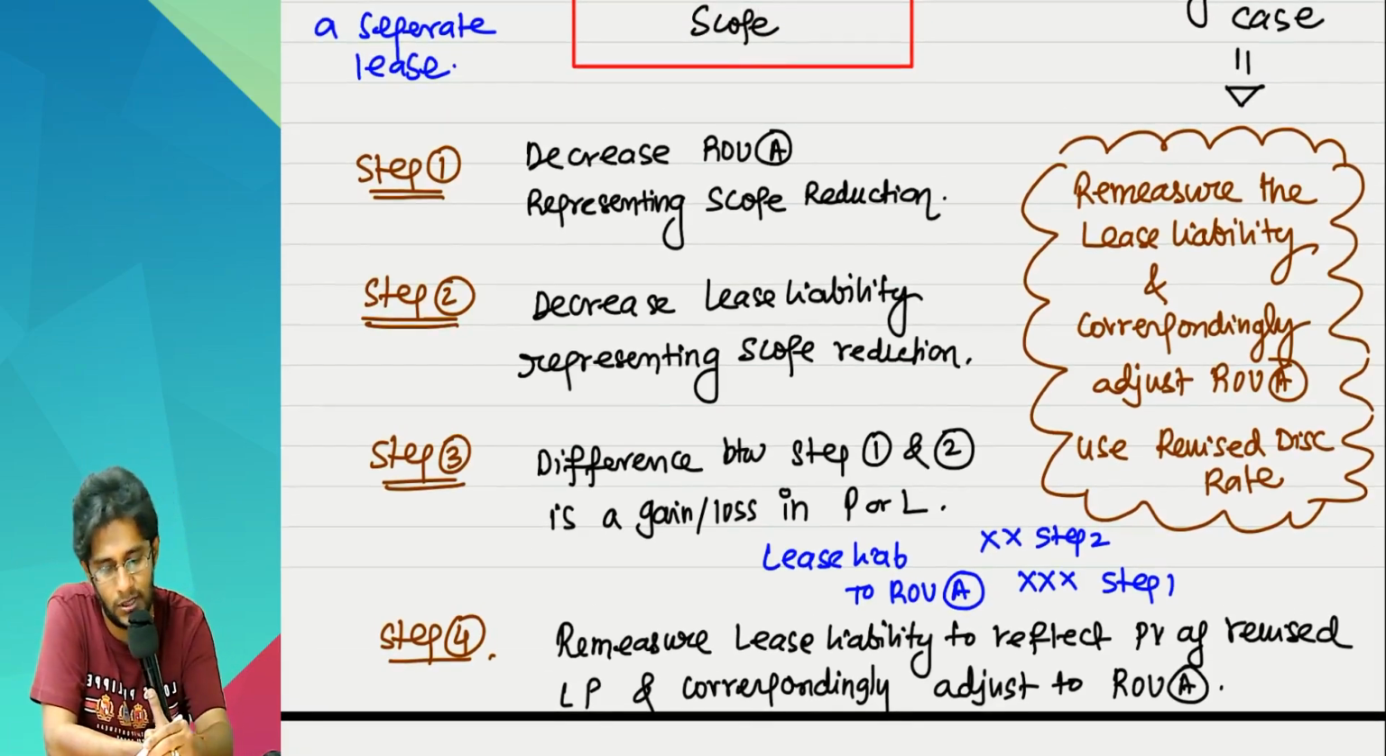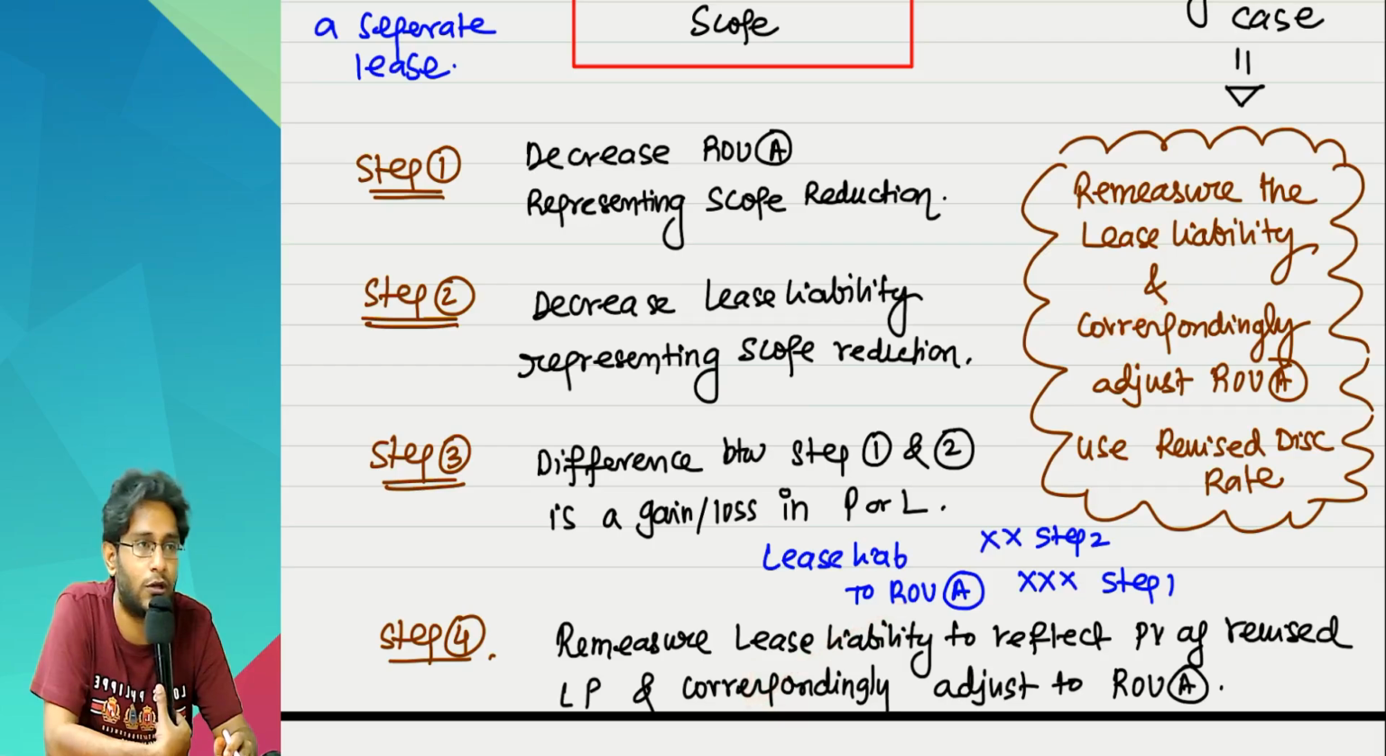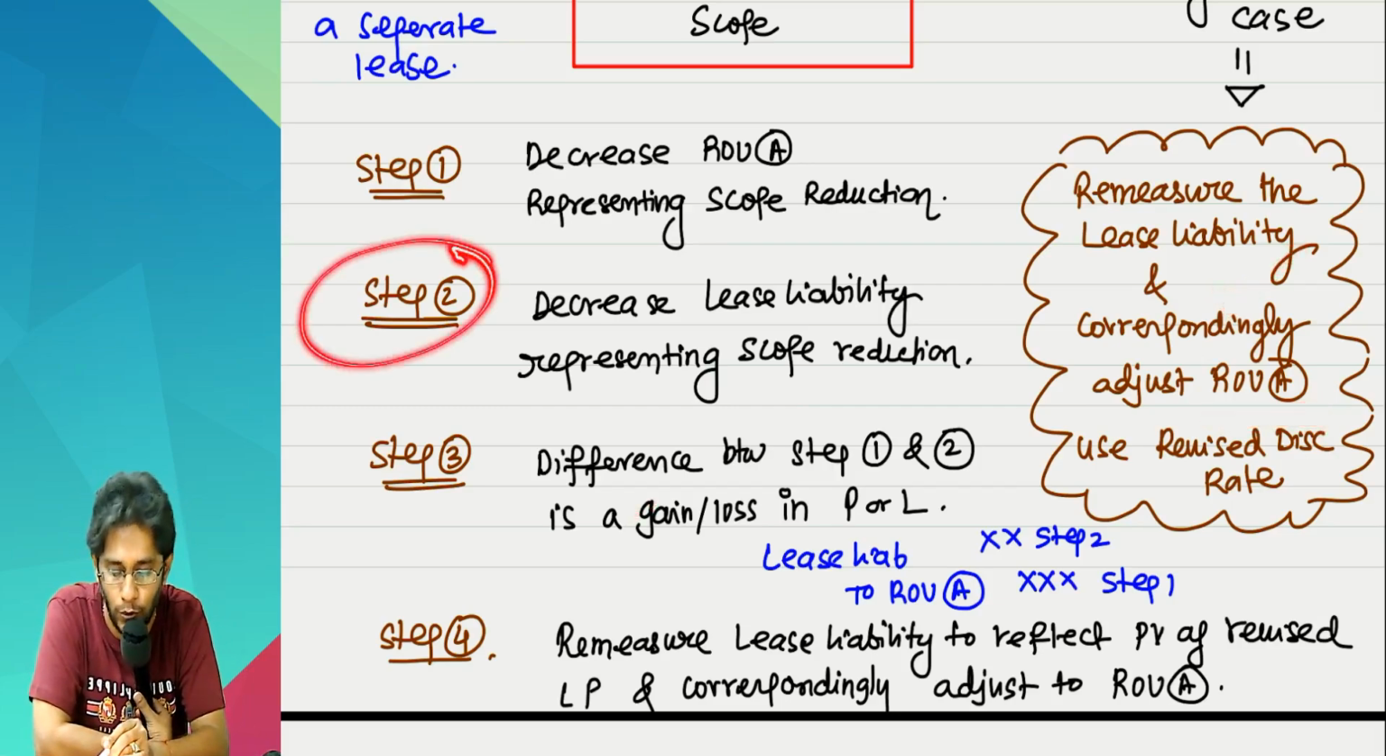If you closely observe, this and step 4 are both the same. There also you are remeasuring, here also you are remeasuring. Anyway we have to remeasure now, sir, so why do step 1, 2, 3? That's wrong. When you remeasure, the entire adjustment will go only to the ROU asset. Here the liability is getting remeasured in step 2, and the gap between step 1 and step 2 is going into P&L.